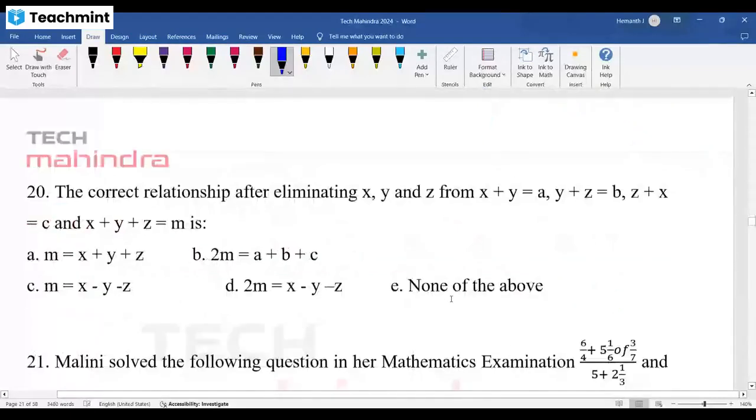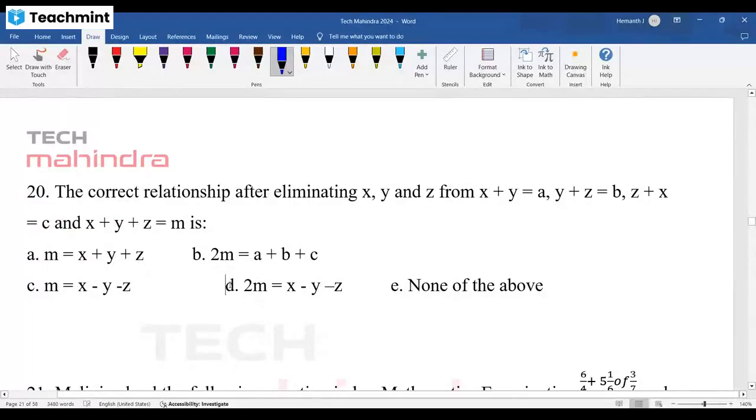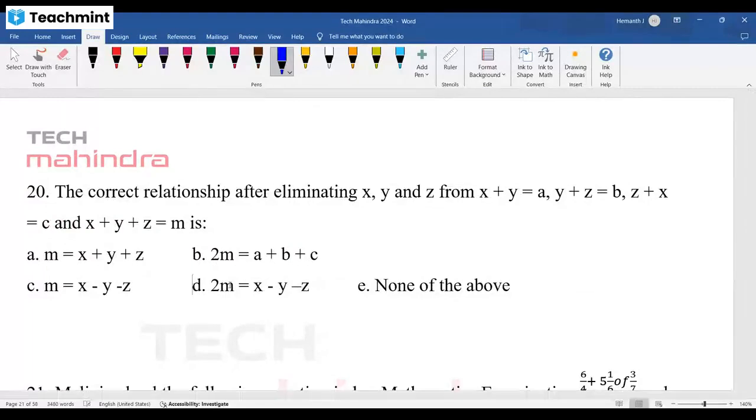That's a repeated question. This one, maybe I'm thinking the question is too much other ways. But see this. Here you need to eliminate. See the question clearly. You need to eliminate x, y, z, right? So I don't want x, y, z.